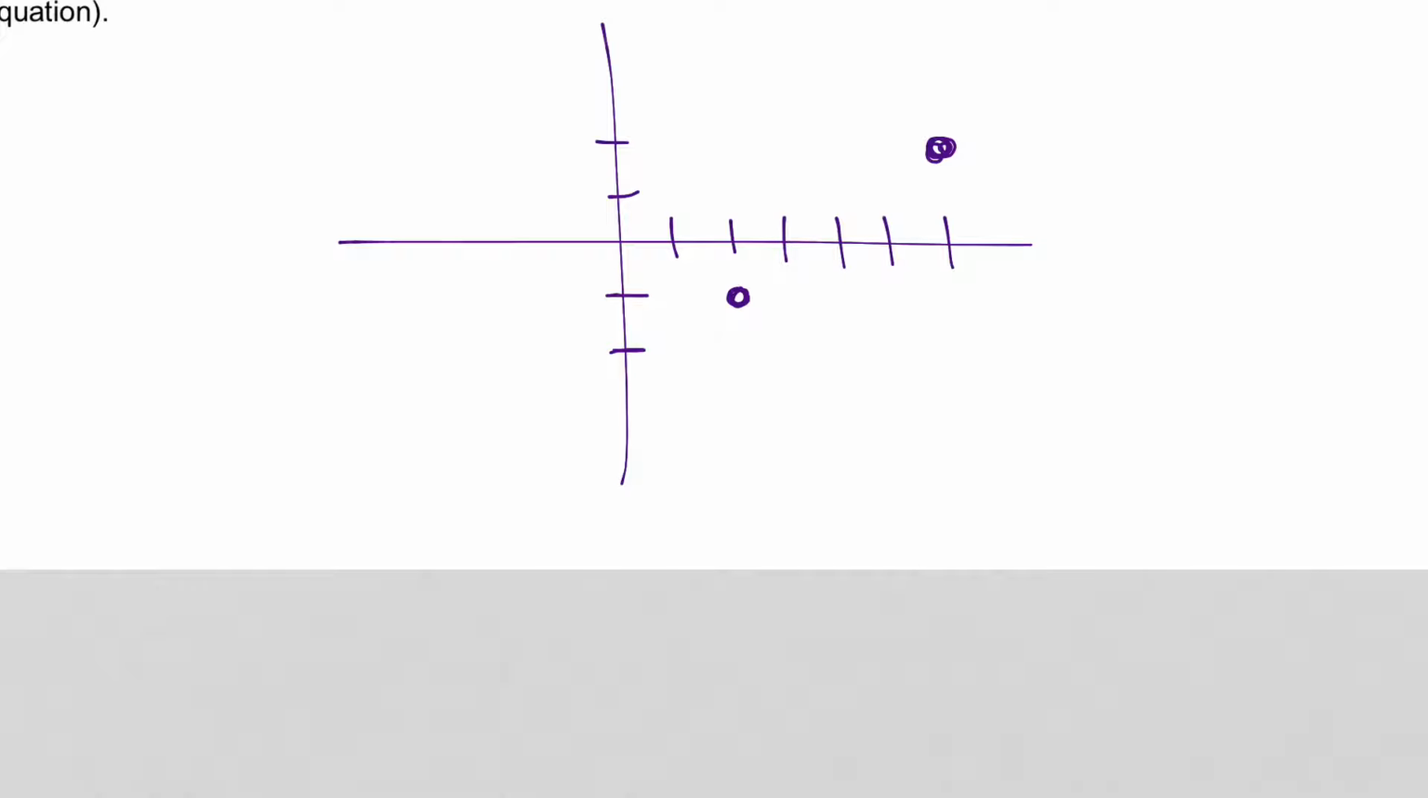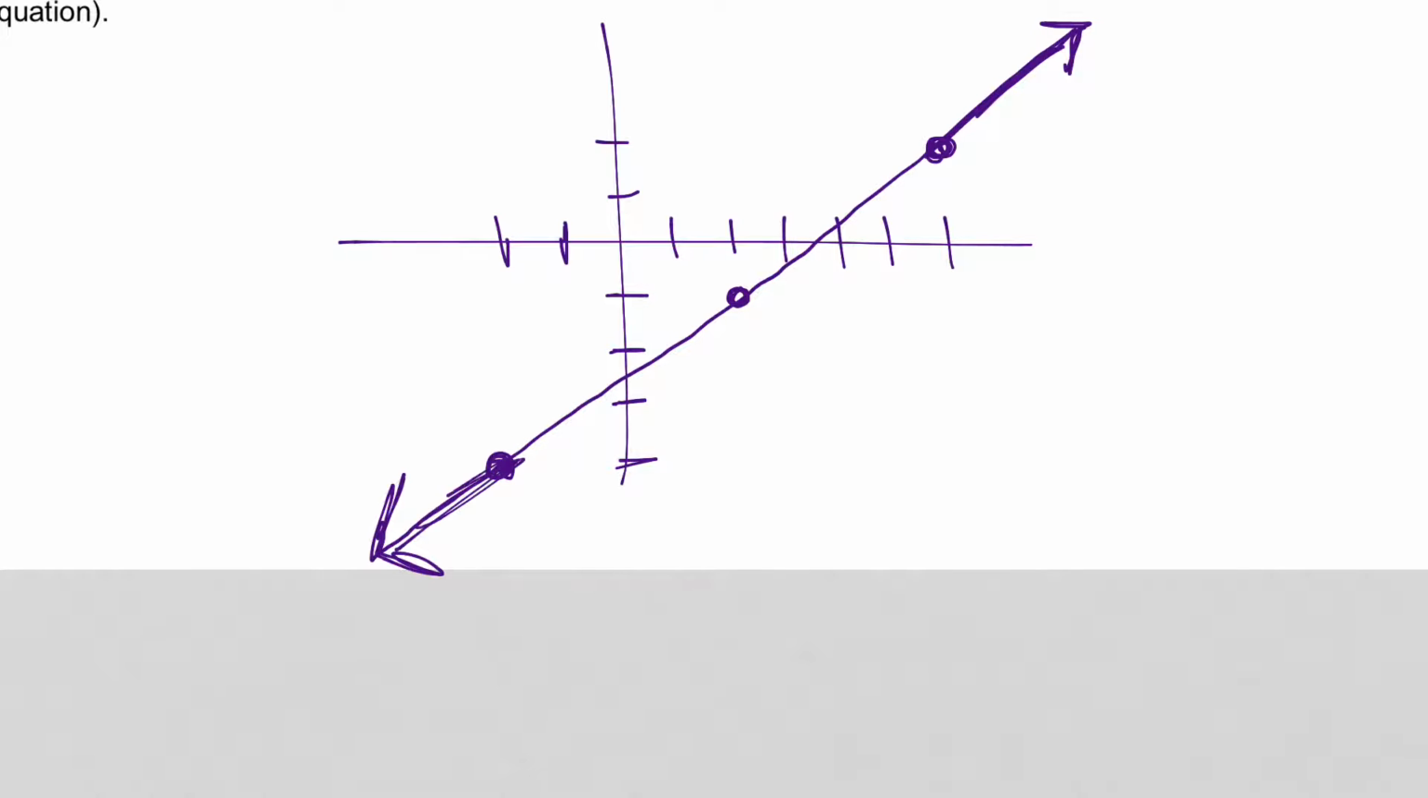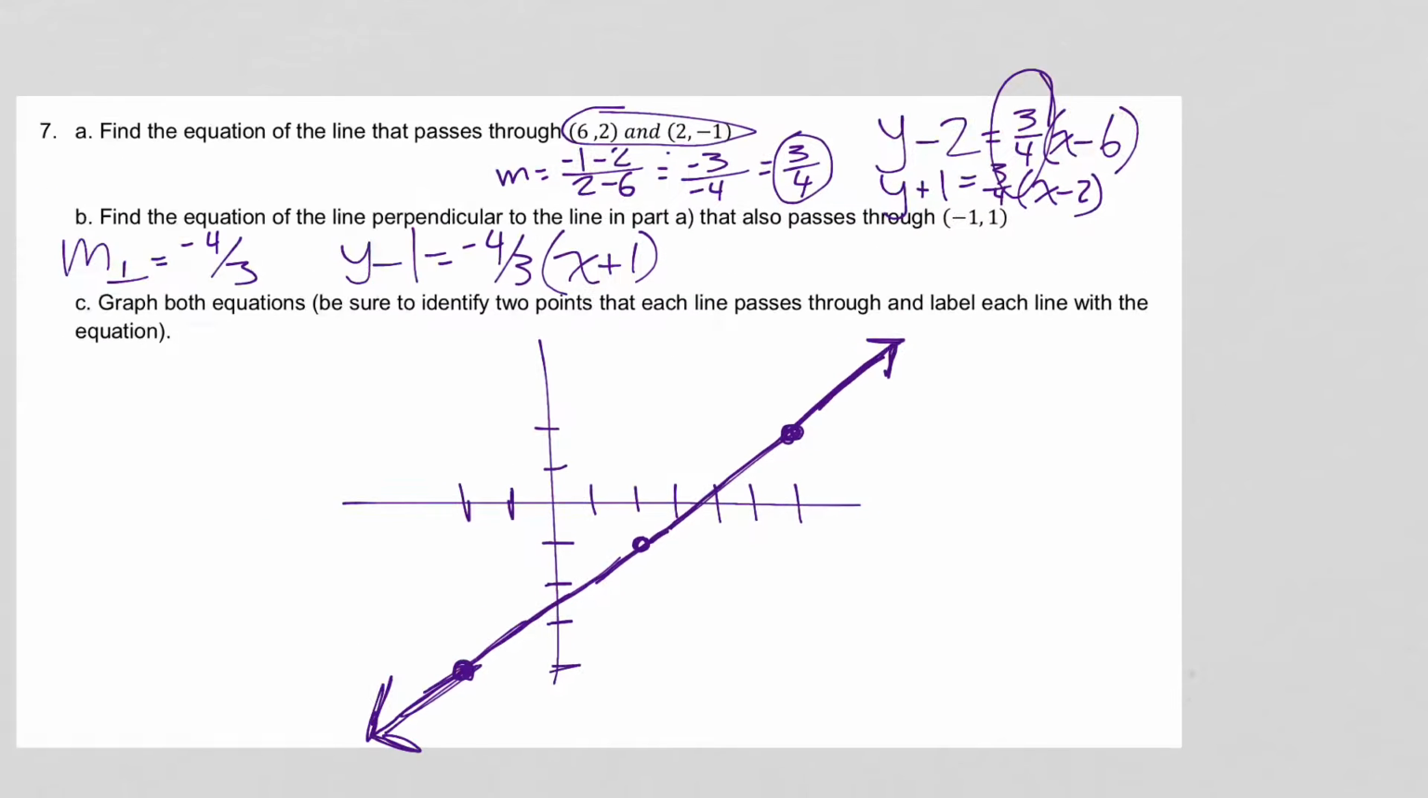So down 3 would be 1, 2, 3. Left 4 would be 1, 2, 3, 4. It would give me a point right there. And again, it's just a little more accurate. Did the question explicitly ask for it? No. But are you better than doing the bare minimum? Yes, you are. And you should strive to be. So we get that right there. And that was our first equation, which was y minus 2 equals 3/4 times x minus 6. Sweet.